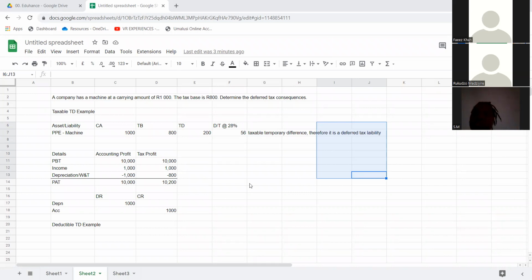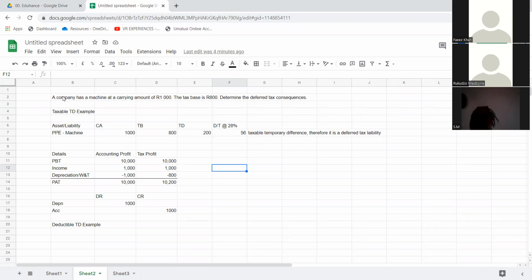So now we're going to go on to this question. I'm going to run through this very quickly because we did this yesterday. I want to go on to the deductible temporary differences and then finish off on some of the other important principles when it comes to deferred tax. Okay. A company has a machine at a carrying amount of 1,000 Rand. The tax base is 800 Rand. Determine the deferred tax consequences.